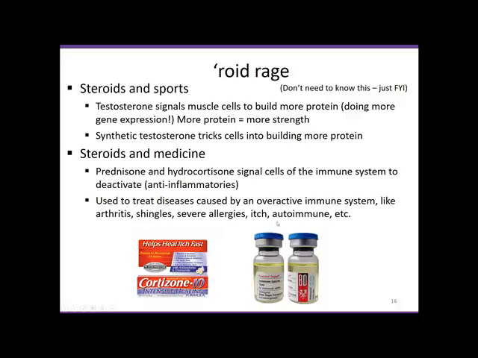Now, these are also used to treat diseases caused by an overactive immune system, like certain forms of arthritis, shingles, right? Severe allergies, itch, autoimmune diseases, etc. But these medical steroids can have some horrible side effects, so it's not recommended that you use them long term.